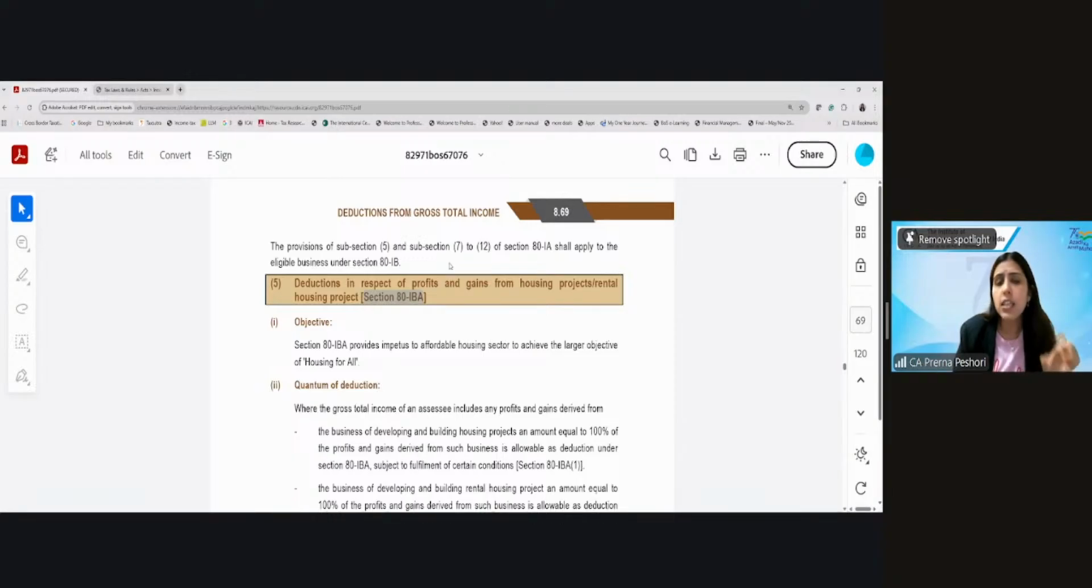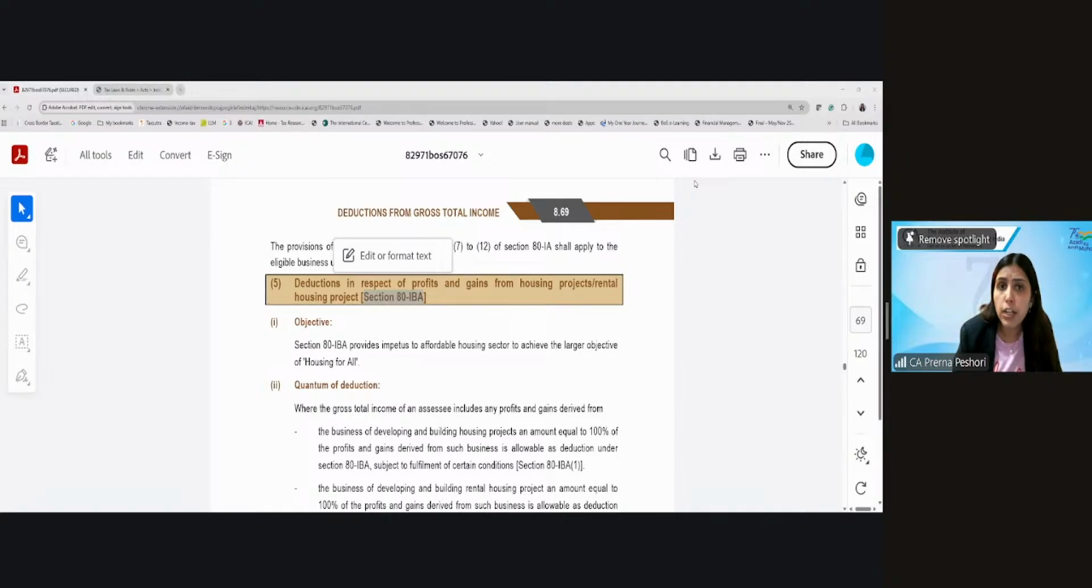ATIBA is in respect of the profit and gains from the housing projects or rental housing project. So ATIBA is basically to give the incentive to the businesses to develop the affordable housing.